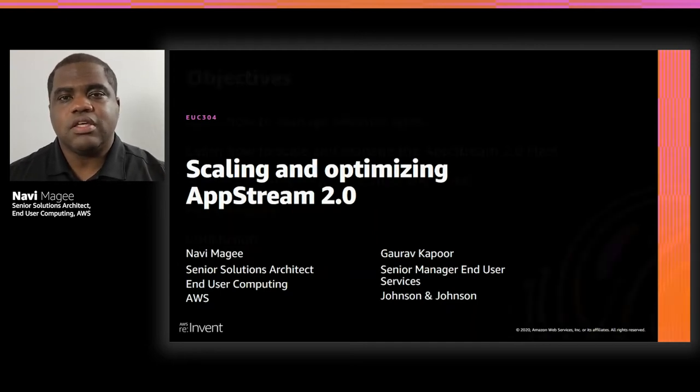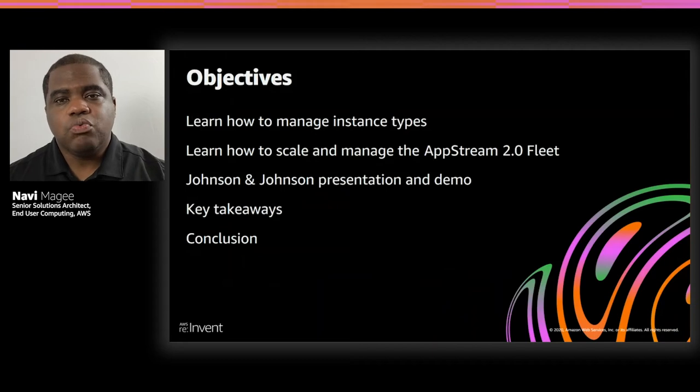Let's take a look at some of the key objectives today. We'll see how to manage the instance types. We'll learn how to scale and manage the AppStream fleet. Then we'll see a presentation by Gaurav of what Johnson & Johnson has done to scale and optimize their AppStream environment, as well as a demo. And finally, we'll conclude everything with some key takeaways that you can share with your teams and things that you can implement in your environment.